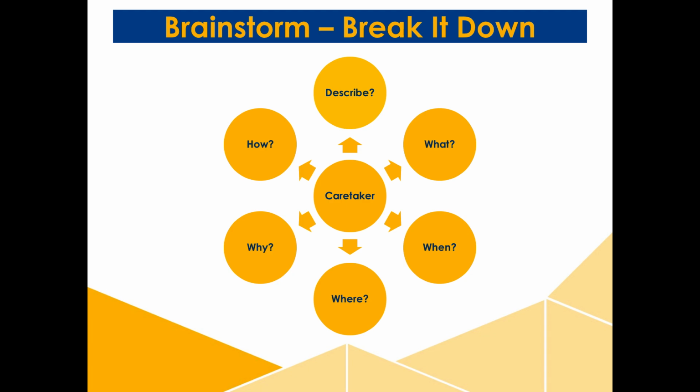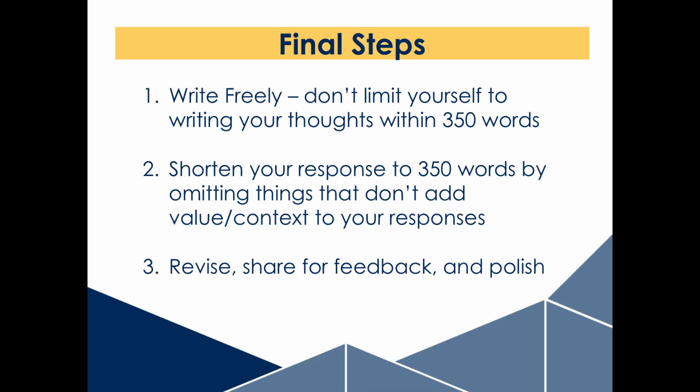Once you have all of this down, this is the brainstorm part. Once you have all of the details of who, what, when, where, why, and how of this one single instance or experience, then you're going to write freely. Don't limit yourself to writing your thoughts within 350 words. Write 3,000 if you have to. Write 50 pages if you have to. It's easier to narrow down 30,000 words into 350 than to try and limit yourself by writing within the confines of that word count.